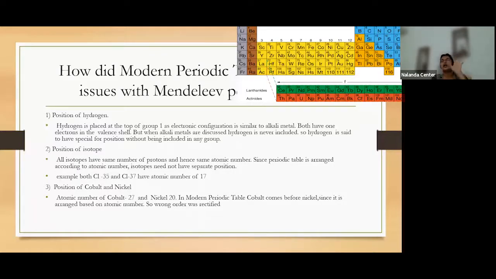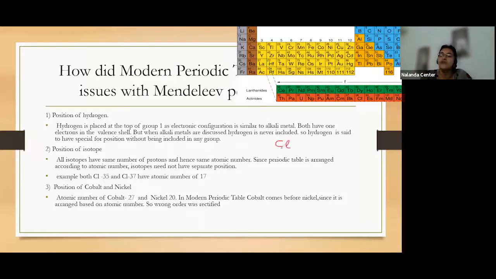Since the modern periodic table is based on valence electrons, we thought, okay, hydrogen and sodium have the same valence electron, so let us place them in the same group. But whenever alkali metals are discussed, we are not going to discuss hydrogen. Hydrogen is never included. And the issue that isotopes need to be included never comes up.